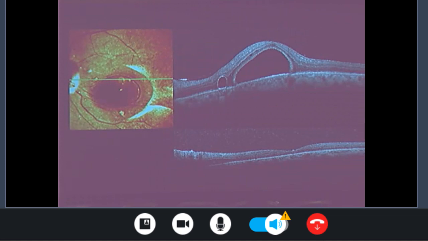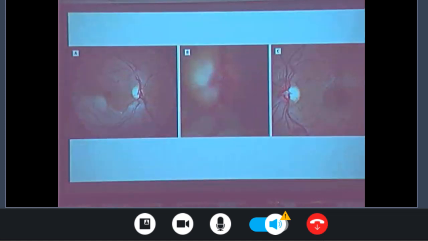So there are multiple factors. He had RD, so you don't know if this is all because of this or because of the retinal detachment itself, and it affects photoreceptors.